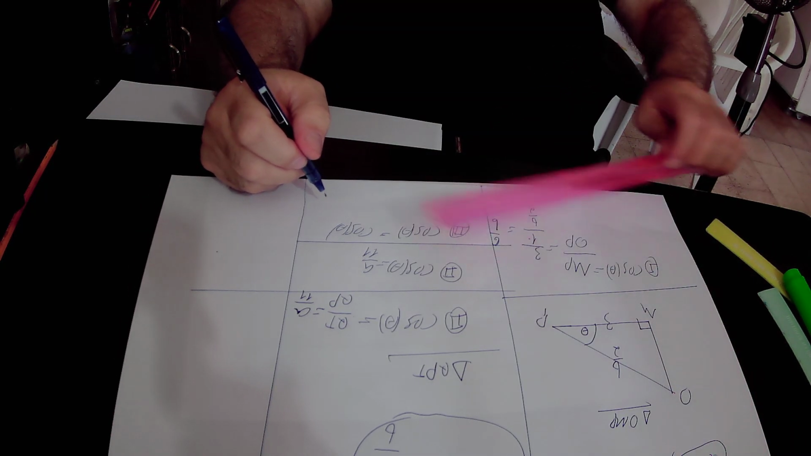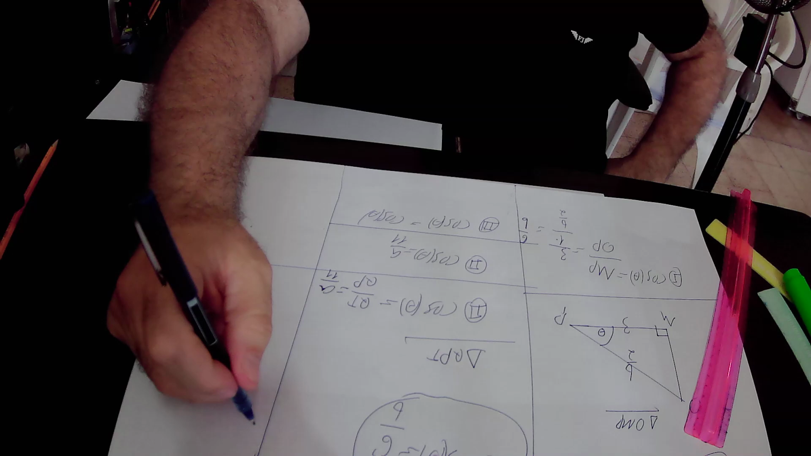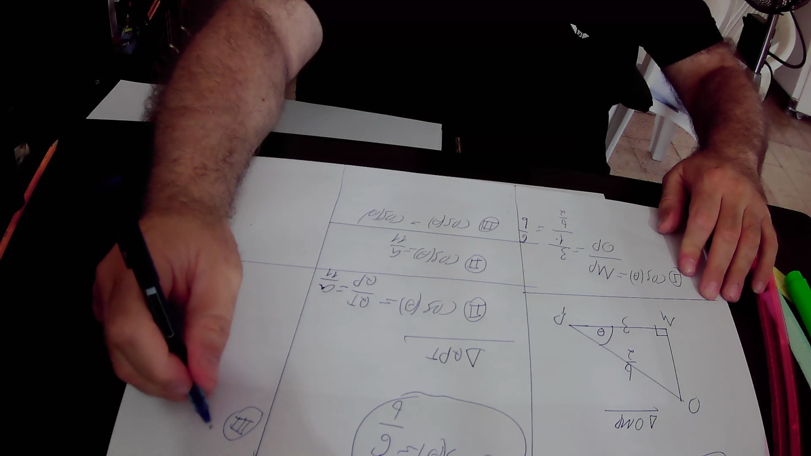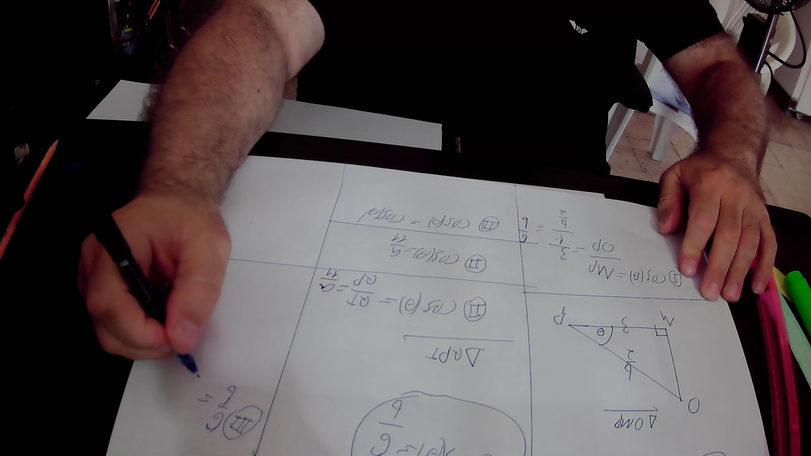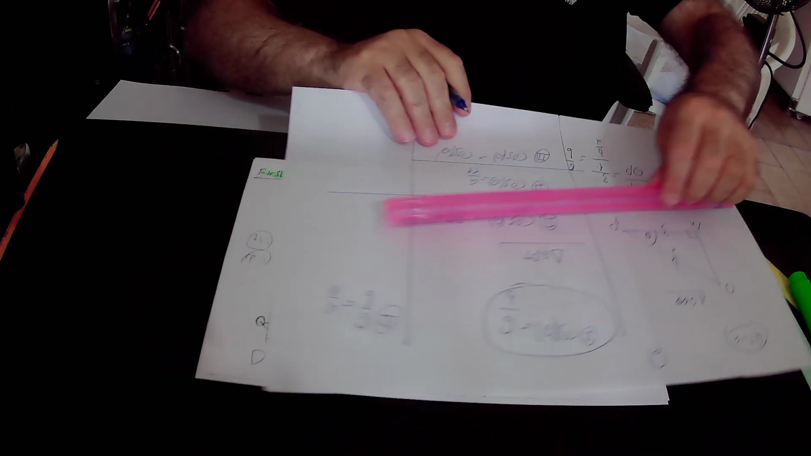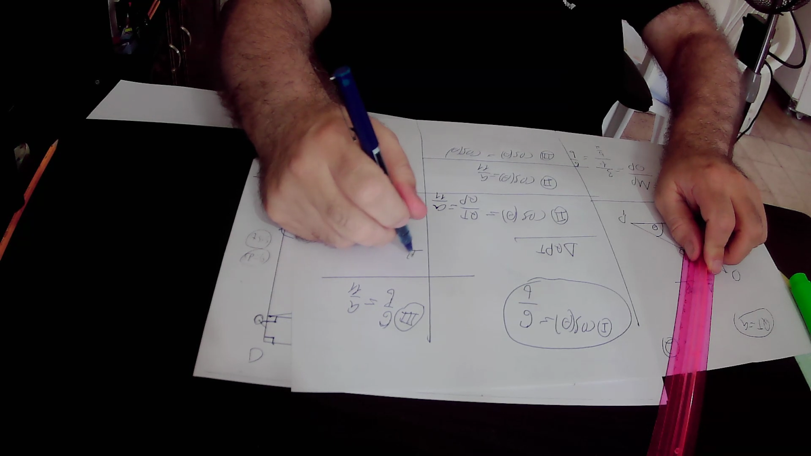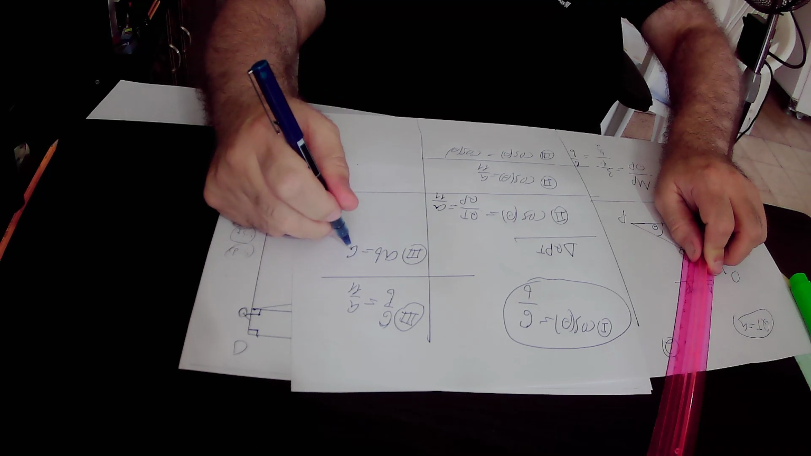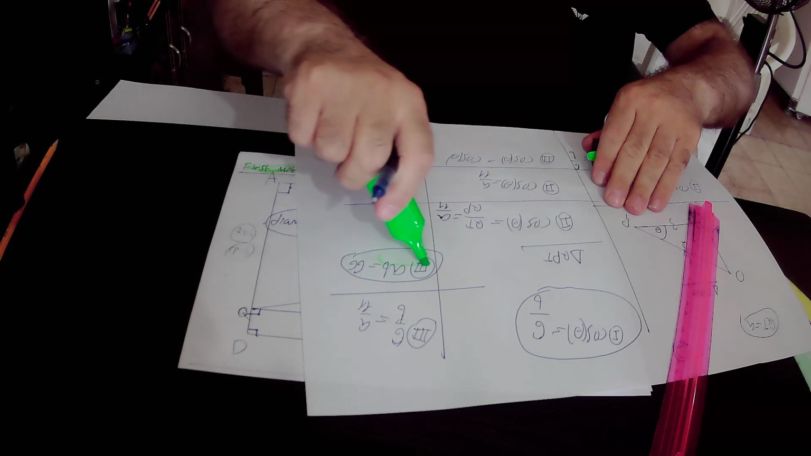Cosine theta according to equation number 1 is equal to 6 over B, and it must be equal to cosine theta according to equation number 2, that is A over 11. So according to equation number 3, 6 over B equals A over 11. Here we cross multiply, and we get that A times B is equal to 6 times 11, that is 66. So according to equation number 3, A times B equals 66.